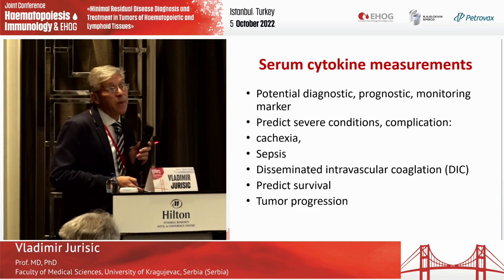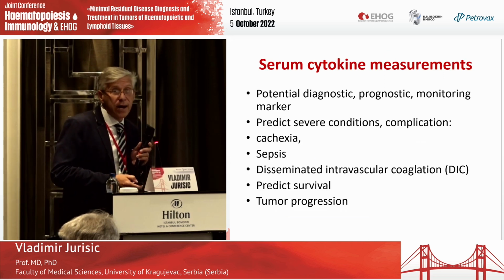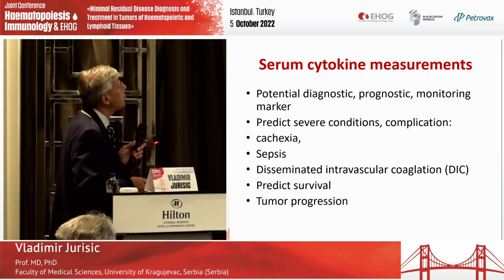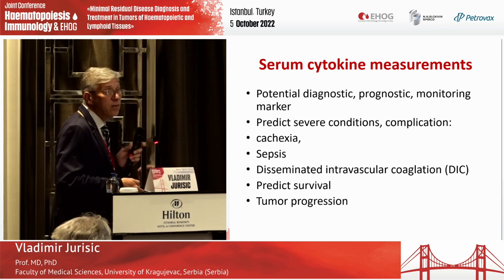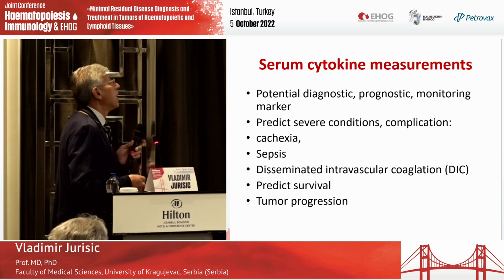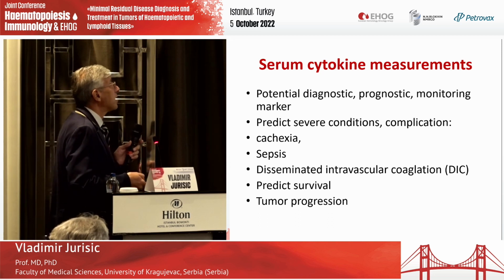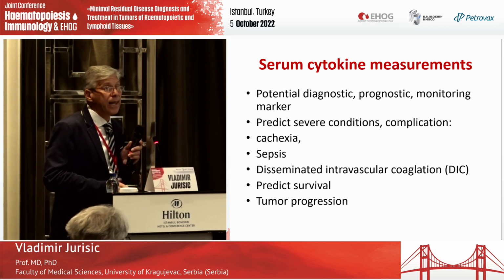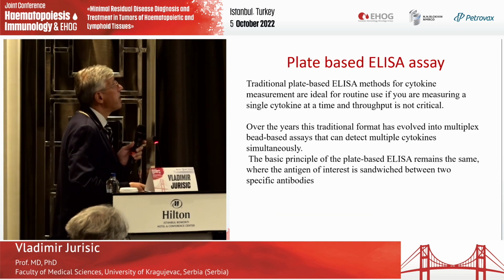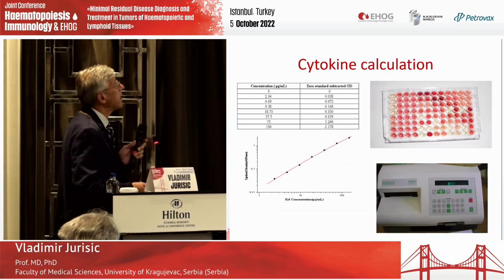So we expect cytokine to be a good marker in the clinic, but in reality it is not so good, because many other conditions like cachexia, sepsis, DIC also modulate values. We have also tried to predict survival, tumor progression, and of course minimal residual disease by analyzing cytokine, but this is very, very complex. If you look for an easy assay, this is the ELISA system.